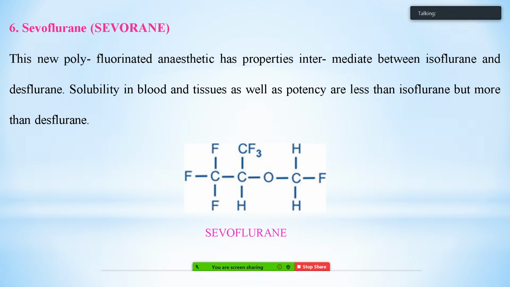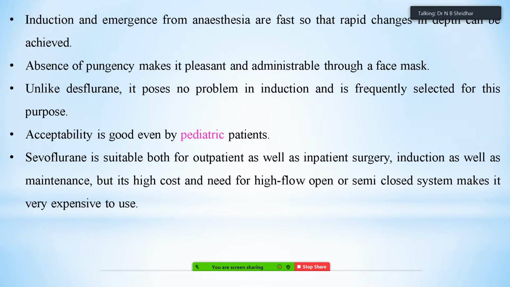Sevoflurane is also a new polyfluorinated anesthetic and has properties very similar to isoflurane and desflurane. This is the structure, which contains many fluoride moieties. Solubility in blood and tissue as well as potency are less than isoflurane but more than desflurane. Induction is smooth, and absence of pungency makes it pleasant and administrable through a face mask especially. So it poses no problem with induction and is selected for this purpose.